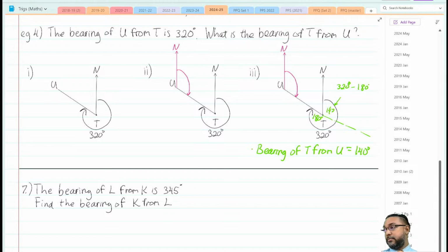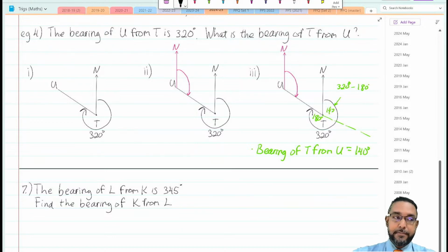$500 million I'm losing. Wow. Oh wait, I forgot the right question. 8. My bad. Wow. I zoned out there and forgot what I was doing.